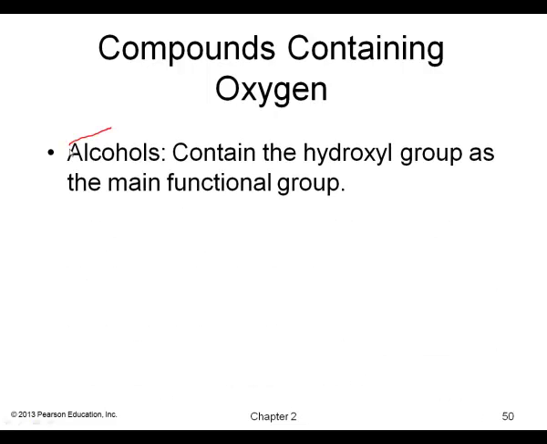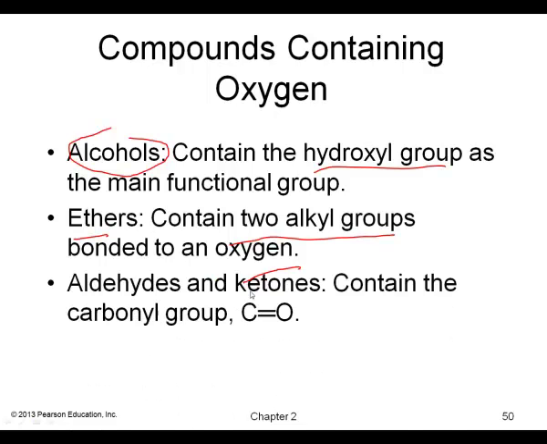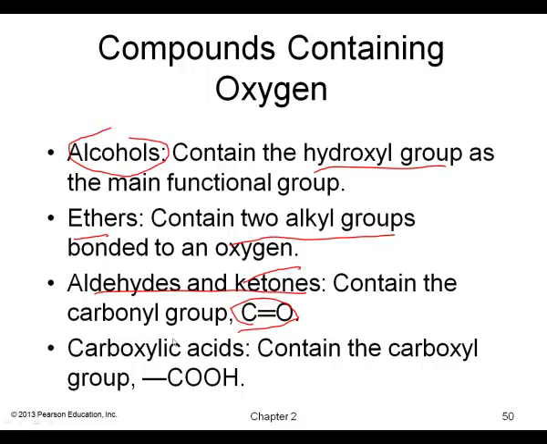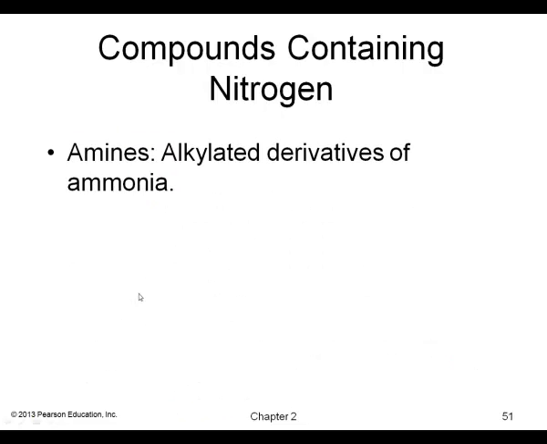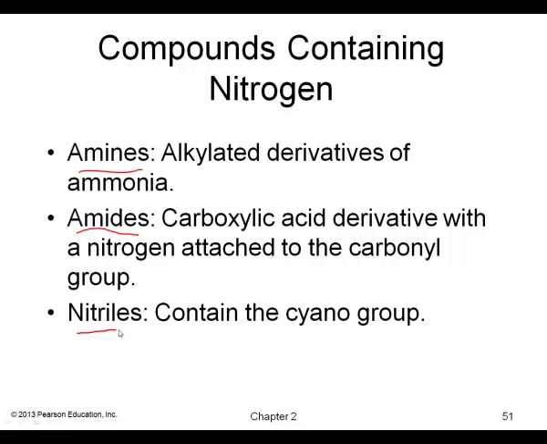When we have compounds with oxygen, they could be alcohols, where they have an OH or a hydroxyl group. Ethers, where we have two alkyl groups bonded to an oxygen. Aldehydes and ketones, where we have a carbonyl in there, C double bond O. And lastly, carboxylic acids, where we have this functional group in there. For nitrogens, we can have amines, we can have amides, we can have nitriles.